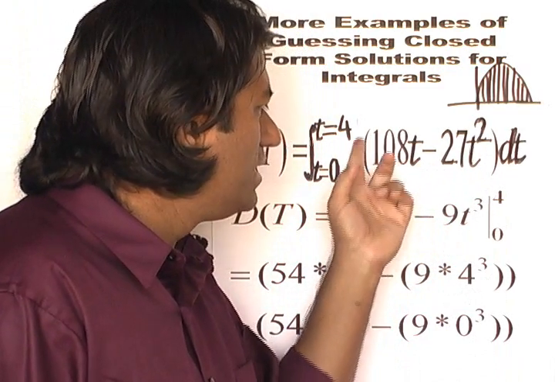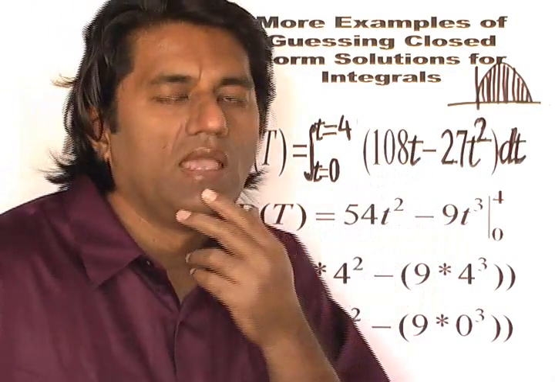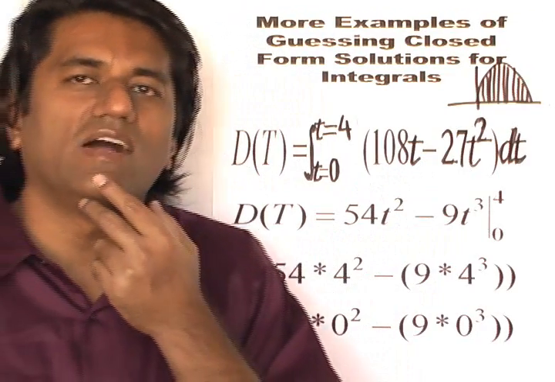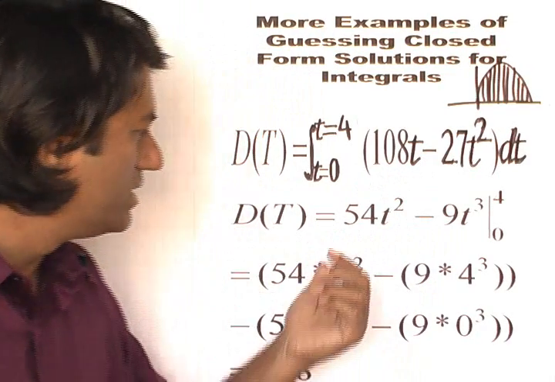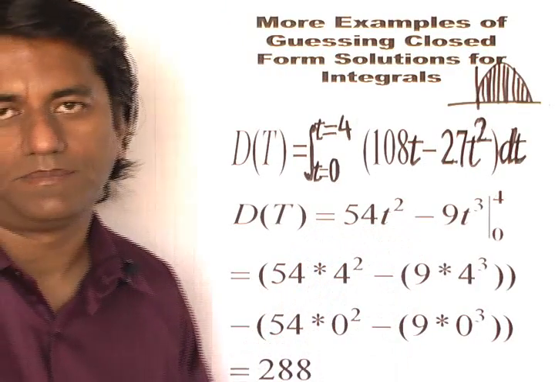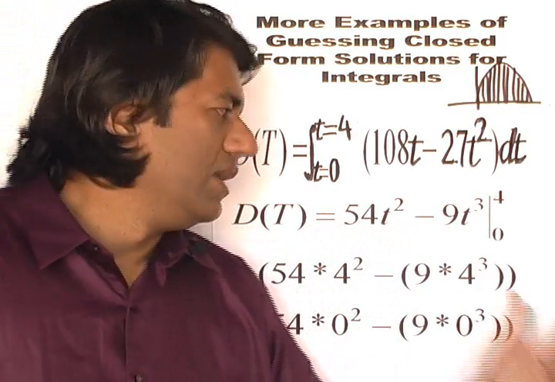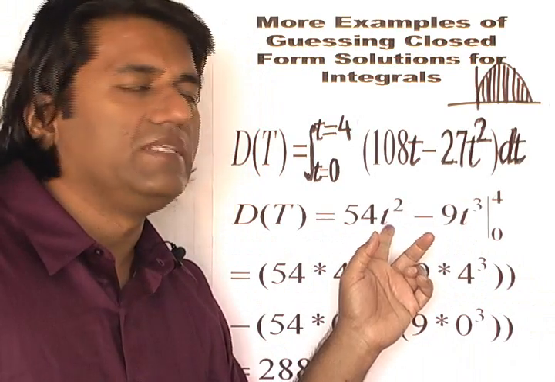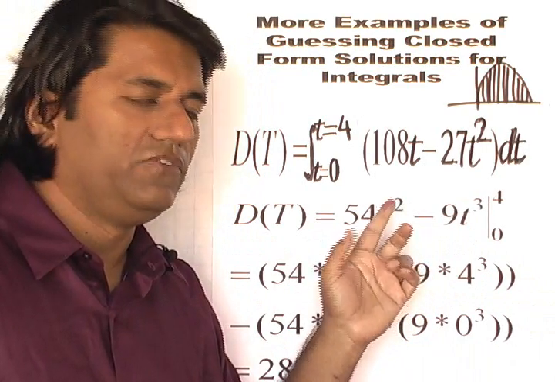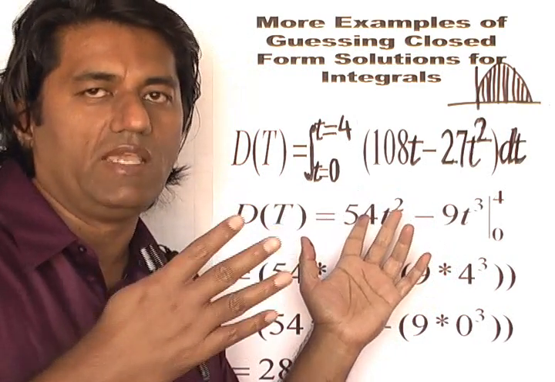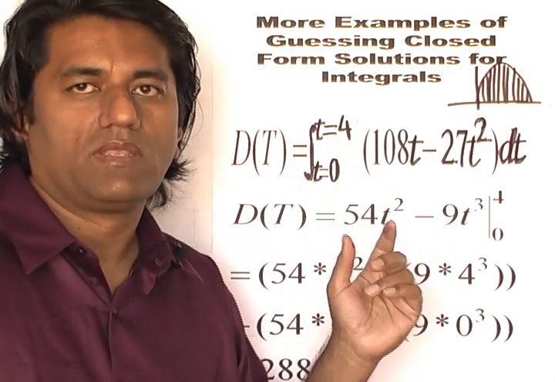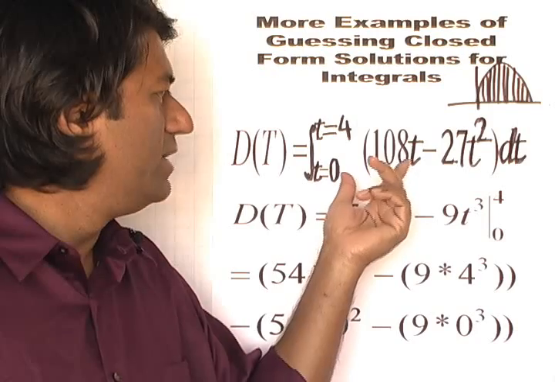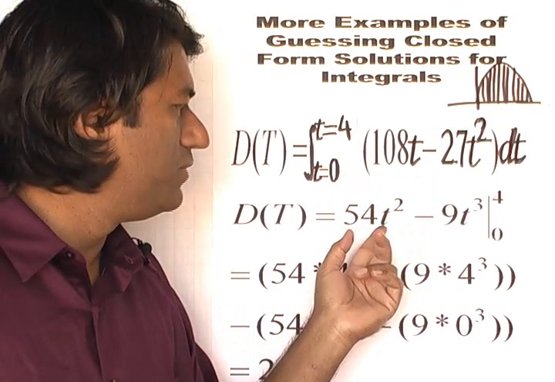So what is the integral of 108t? What function, if you take its derivative, gives you 108t? The answer is 54t squared. You take the derivative of 54t squared: the derivative of t squared is 2t, and you multiply it by 54, you get 108. So the integral of 108t is 54t squared.